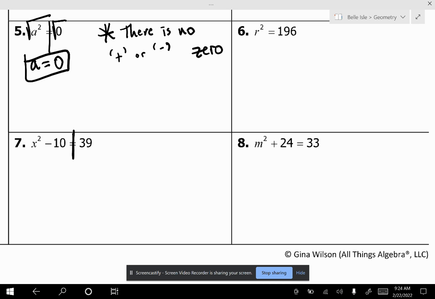Okay, so which one do we need to move first? No, the subtraction. Yeah, PEMDAS backwards. If you would normally do parentheses and exponents first, you need to do the end of that first, which is addition or subtraction. So we will add 10 to both sides because we're trying to do what? Yeah, we're trying to isolate this variable. 39 plus 10 is 49.